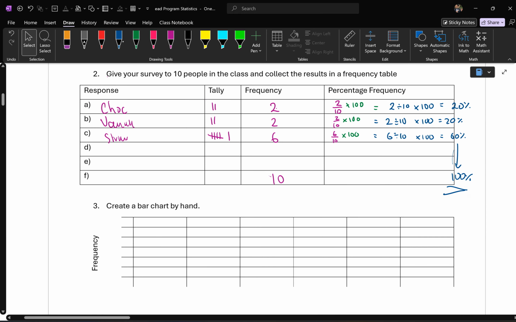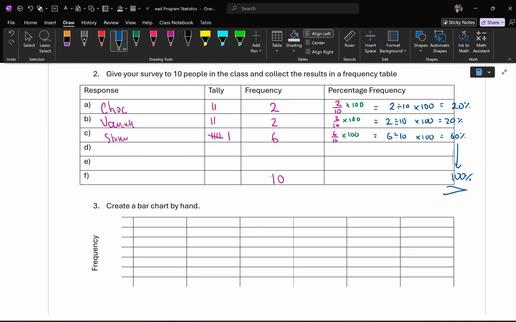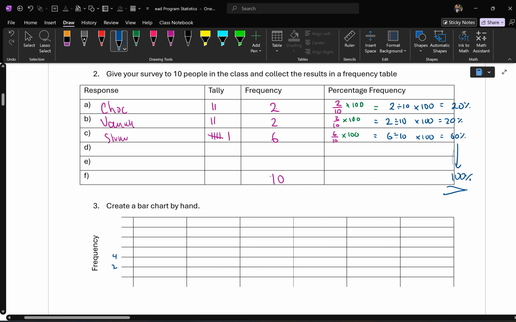So you then say, all right, well, remember frequency is always on the vertical axis. So in our case, we have 2, 2, and 6. Seems like I can go by 2. So 2, 4, 6, 8, 10 if I wanted to. And then the categories I've got is chocolate, vanilla, strawberry. Okay, and then you can then fill it in.